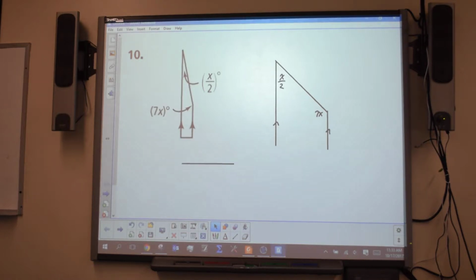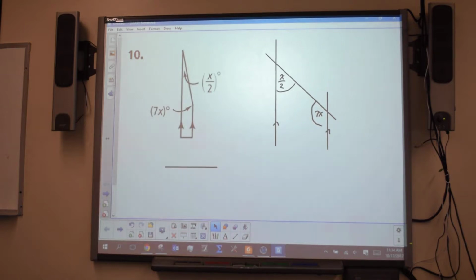I like to extend these lines, okay, and kind of get that normal looking picture that we deal with on a regular basis with parallel lines and transversals, okay? And then what does that tell me about those two angles right there? They add to 180. They're supplementary, okay? Lines are parallel. Angles can't be parallel.